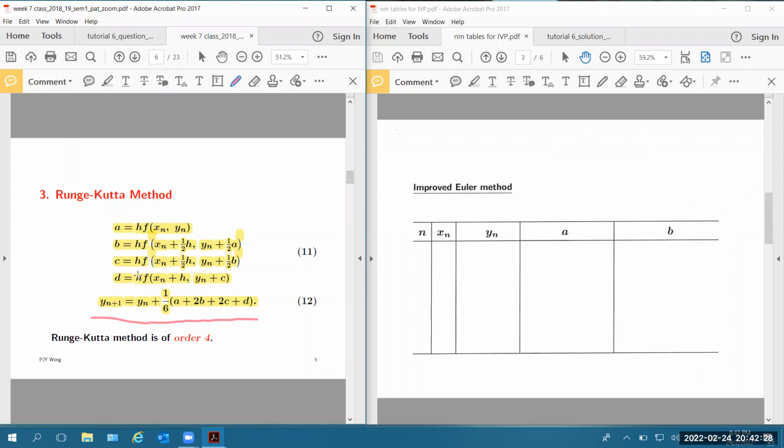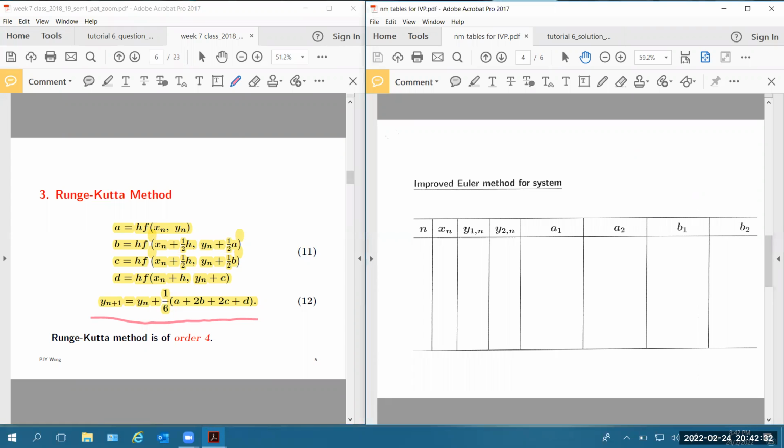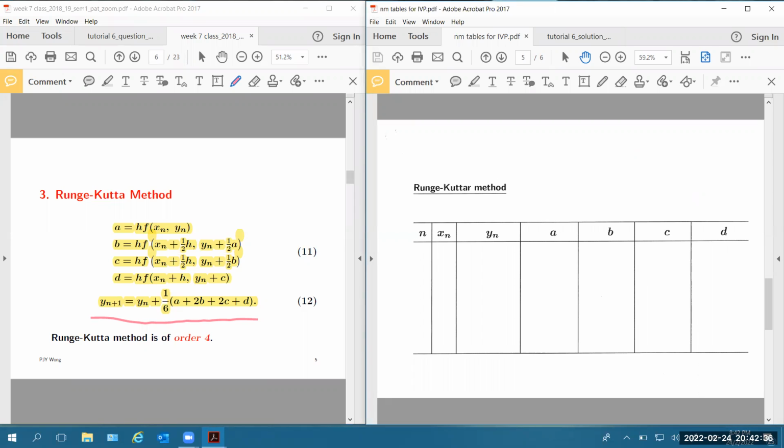Okay. So for this one, the Runge-Kutta method, this is how we tabulate it. This is the Runge-Kutta method. So you have n, xn, yn, and then your intermediate values a, b, c, d. Okay. So this is how it is. All right. Perhaps we go to the first question now to see how we apply all this method.